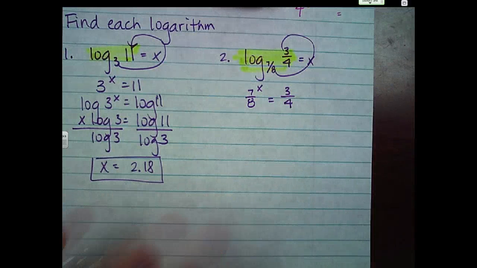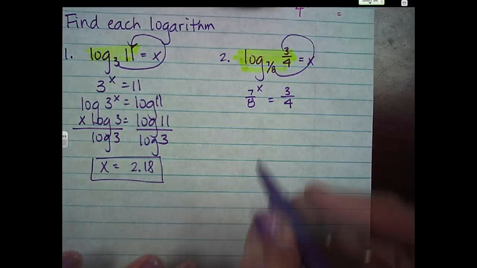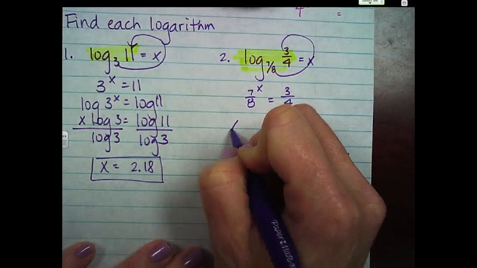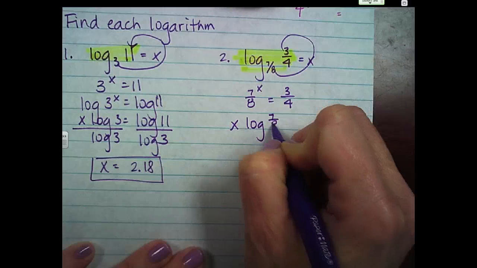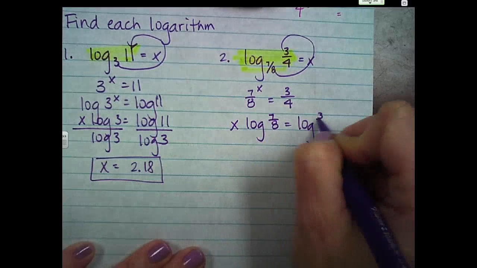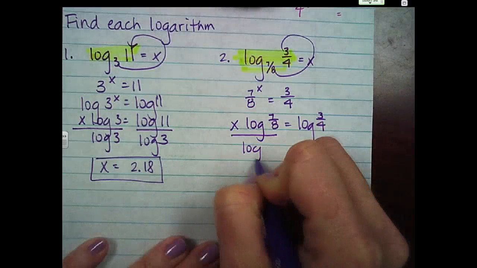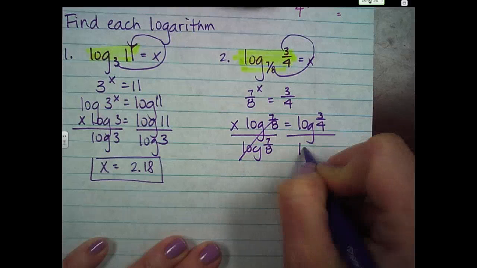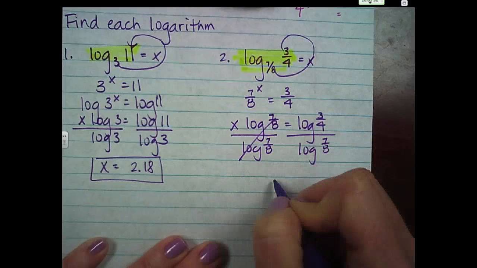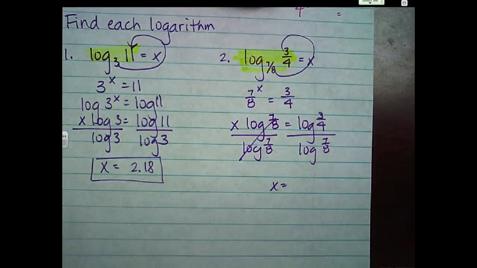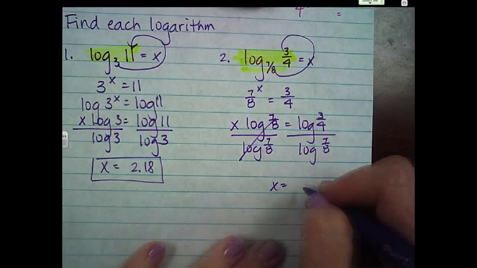If you're solving for x and you can't do mental math and you can't rewrite, then log both sides and use your calculator. So this becomes x log 7/8 equals log 3/4. Divide both sides by log 7/8. So now x equals 2.15.